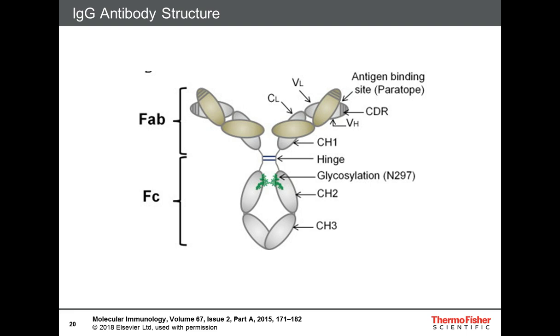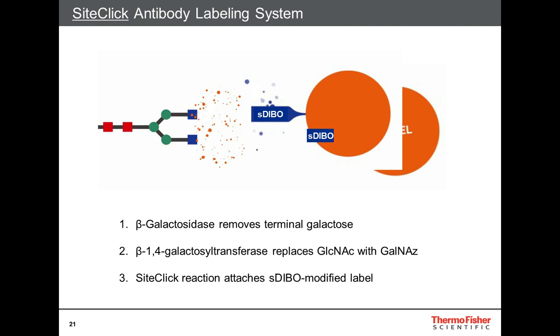This takes advantage of the fact that IgG antibodies have a conserved structure. And part of this conserved structure is a glycosylation profile, shown here in green, on asparagine 297 on both of our IgG heavy chains. So we can use this conserved domain as a handle to which we attach payloads, whether that is a drug or a dye or another payload of your choice. We call this the SiteClick antibody labeling system.